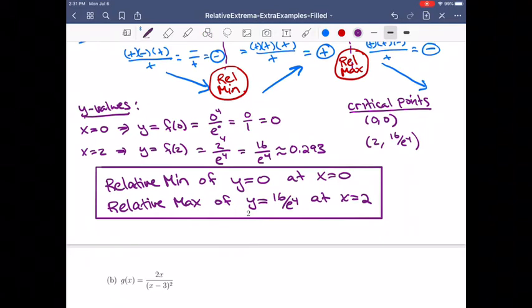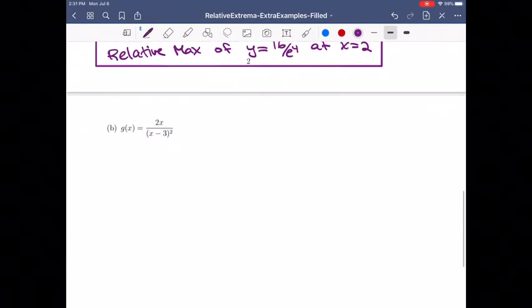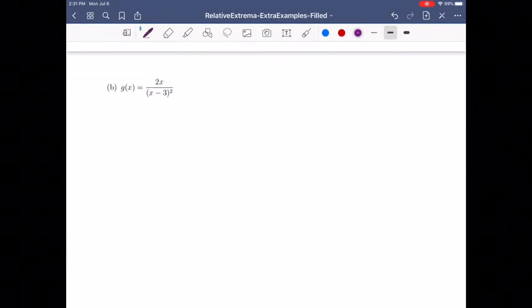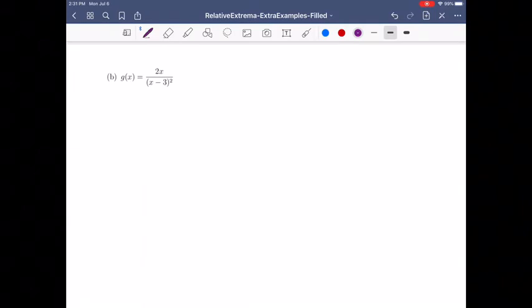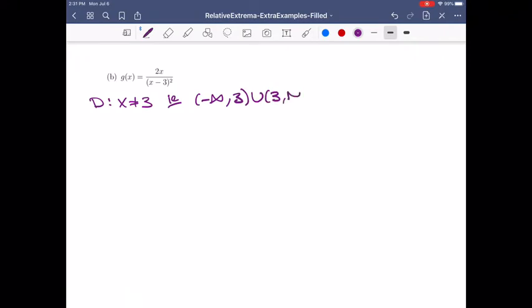Okay, one more example to get through. So, what is the domain for this one? Well, here we actually have an issue. So we can't have the bottom being 0. So our domain, we can't have x being 3. Okay, so in interval notation, it goes negative infinity to 3, and then 3 to infinity. Okay, so x equals 3 is not in the domain.